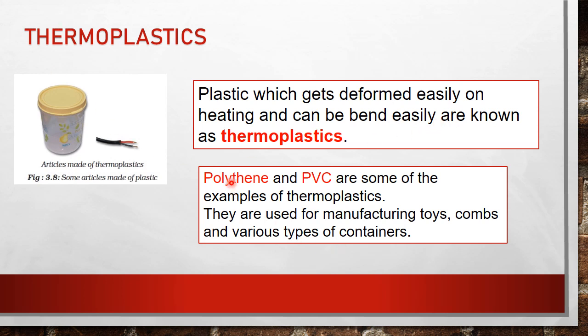Polythene and PVC, polyvinyl chloride, are some examples of thermoplastics. They are used for manufacturing toys, combs and various types of containers.